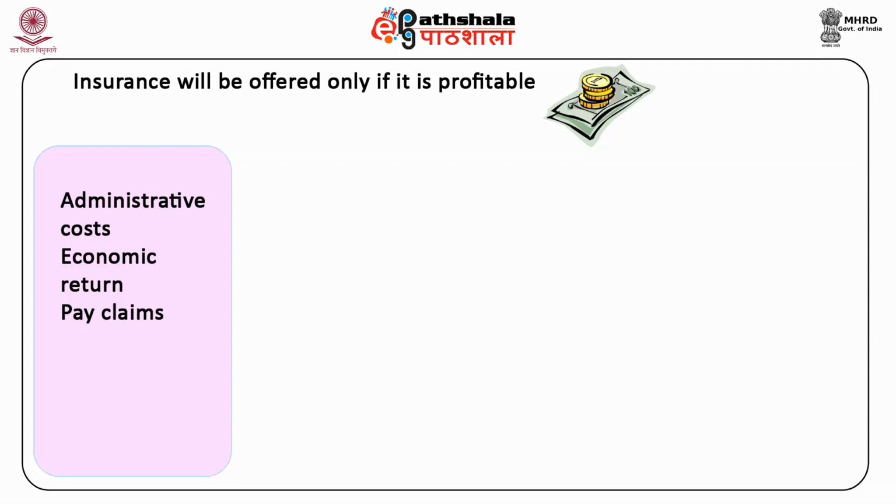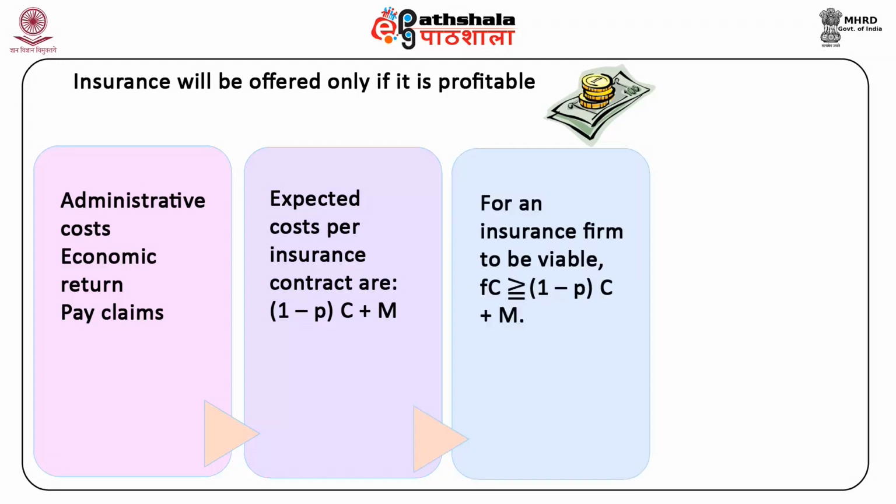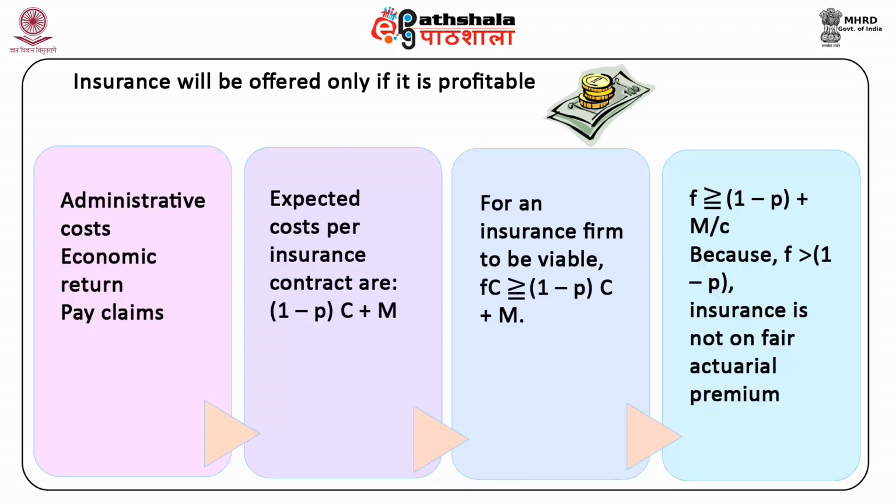An insurance firm services a large number of client firms, so that the law of large numbers comes into play. Its expected costs per insurance contract are given by 1 minus p into C plus M. M is the sum of the administrative costs plus the absolute required return on the capital employed. The revenue per insurance contract is given by Fc. For an insurance firm to be viable, Fc is greater than or equal to 1 minus p into C plus M. This translates to f greater than or equal to 1 minus p plus m upon c.